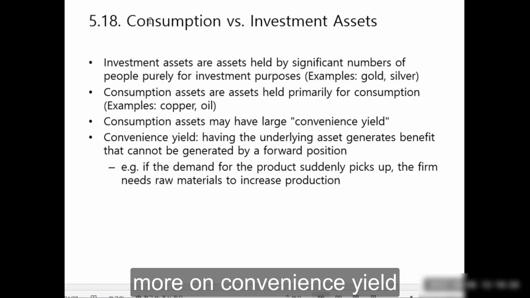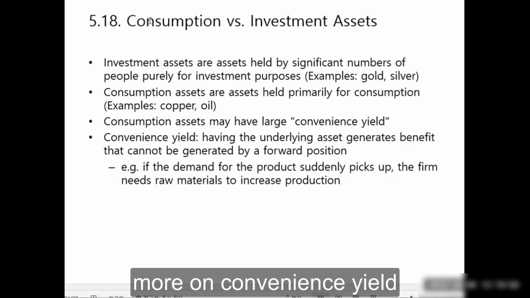Stocks, index products, they are all investment assets. People don't buy stocks because they need to use them for a real purpose. It's for financial investment. Some other assets have real use. Crude oil, copper, agriculture products, they are used for something real, production, consumption. So we call them consumption assets.